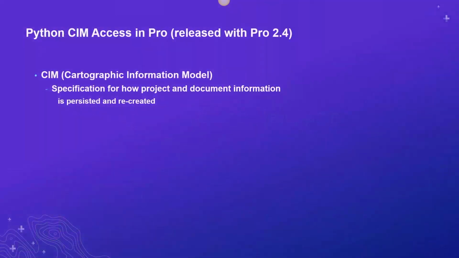At ArcGIS Pro 2.4, we've exposed Python SIM access. So the SIM is Esri's Cartographic Information Model. Now that sounds fancy, but really all it is, is a specification for how we persist everything to an APRX that you've created in the application, and how that APRX is read and recreates a project within the application.